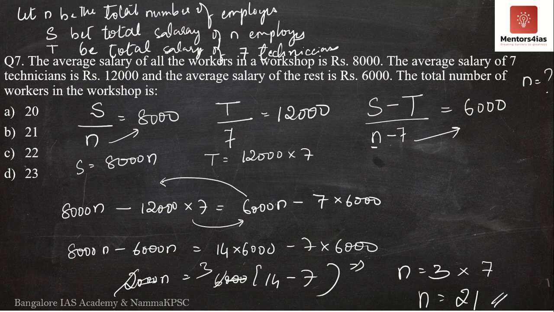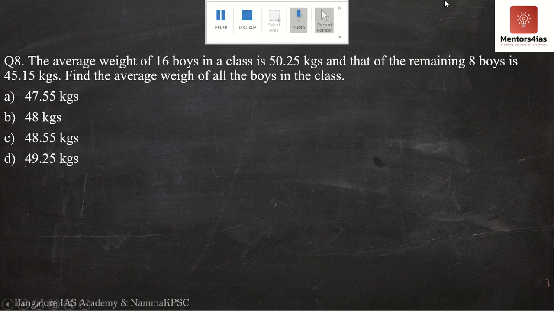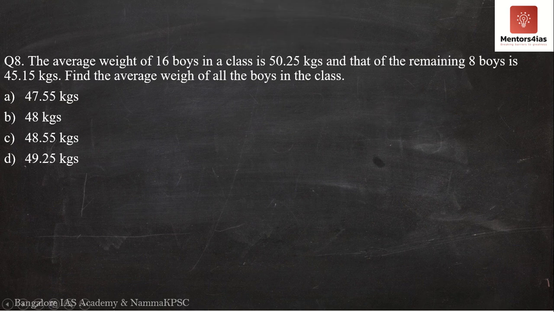The total number of employees in the workshop is 21. The correct answer is 21, option B. If you want the rest of the employees, it is 21 minus 7, that is 14. Therefore the correct answer is 21. Okay, let us move on to the next question.